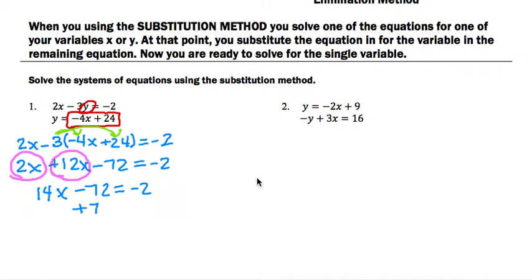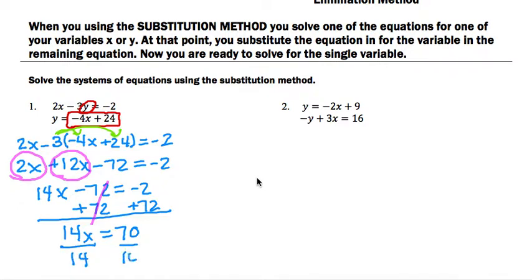Now I just need to solve for x, so get x by itself. So I'm going to add 72 to both sides of the equation, so these will cancel, meaning that I can say that 14x is equal to 70. And then I'm going to divide both sides by 14. So these 14s cancel, and I find out that x is equal to 5.